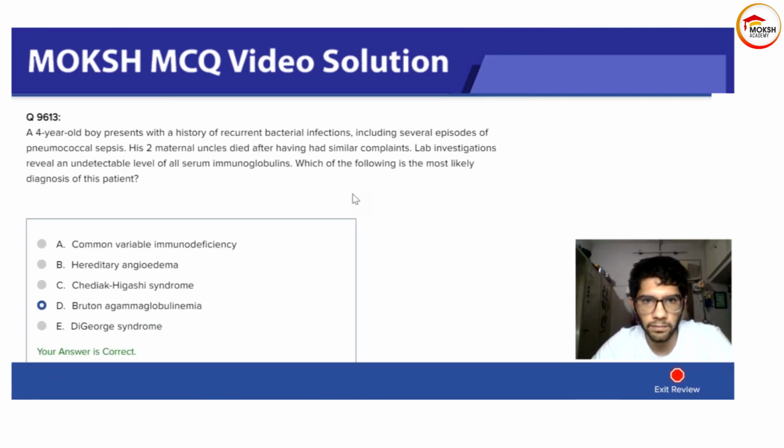The patient has a recurrent history of bacterial infections, several episodes of pneumococcal sepsis. His two maternal uncles died and had similar complaints. Lab investigations reveal an undetectable level of all serum immunoglobulins. Now, this itself is a dead giveaway that all serum immunoglobulins are undetectable. So, which of the following is most likely?